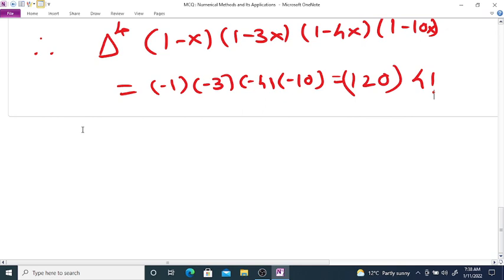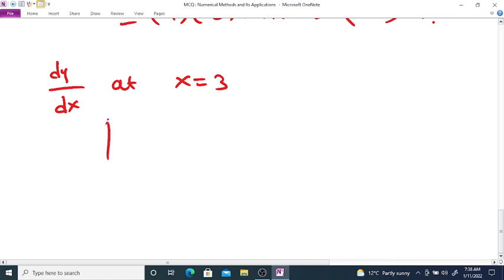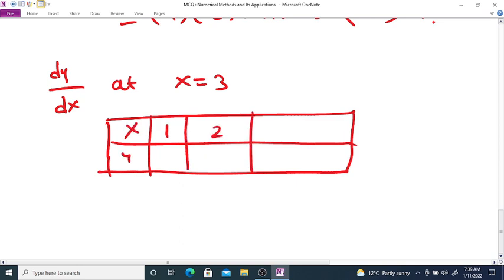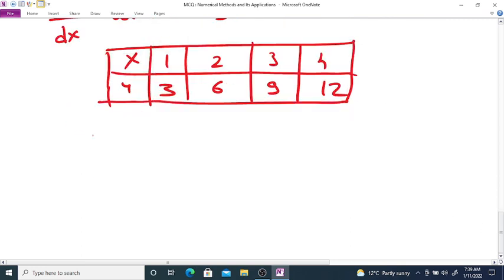Again, next we want to determine the derivative of the function. Say here, find dy by dx at x is equal to 3 from the given table. Say the table is x, y, x is equal to 1, 2, 3, 4, and y is equal to 3, 6, 9, 12. Then here we want to determine the derivative.